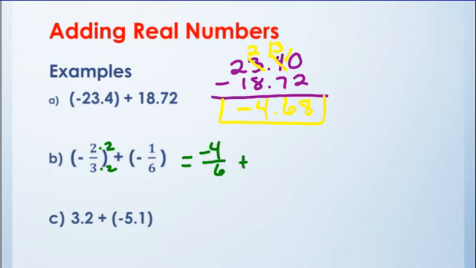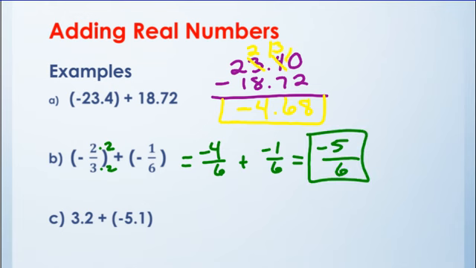Then I can add a negative 1/6. Since the signs are the same, I add them together. Negative 4 plus a negative 1 is a negative 5. Negative 5/6 would be my answer. Since they're both negative, my answer must be negative.